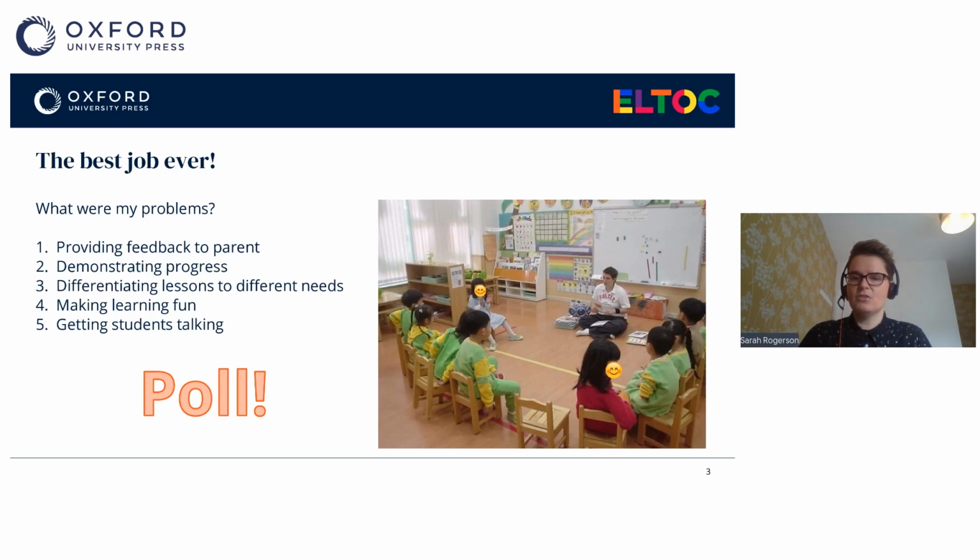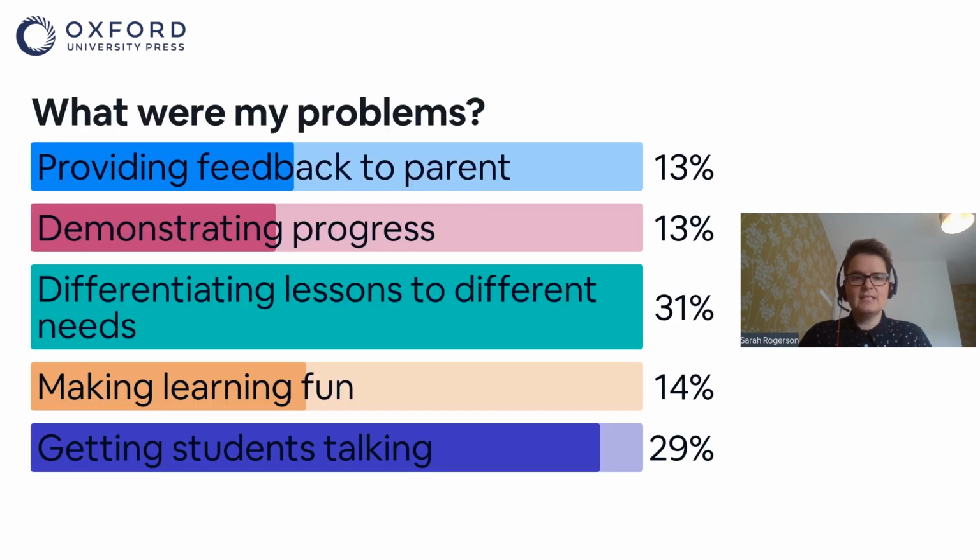Everybody's, oh, there, the results are coming through. So I can see right now that the biggest challenge for people in this room was providing feedback to parents and demonstrating progress. At the moment, we've got 14% of you find it difficult providing feedback to parents, 12% find it difficult demonstrating progress, 35%, wow, that is a big number, find it difficult to differentiate the lessons, 13% find it difficult to make learning fun, and 27% find it difficult to get students talking.